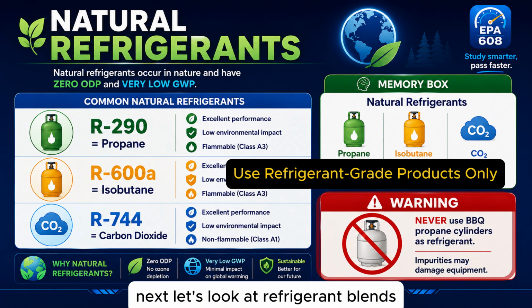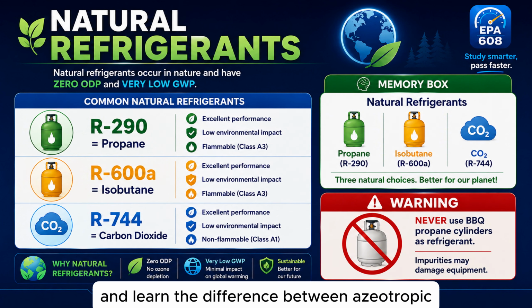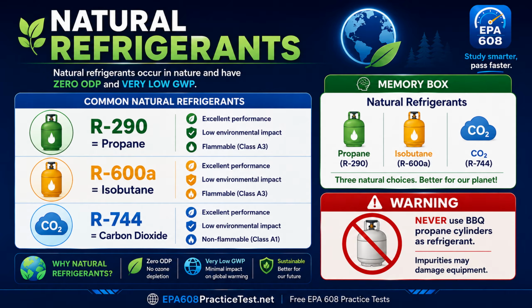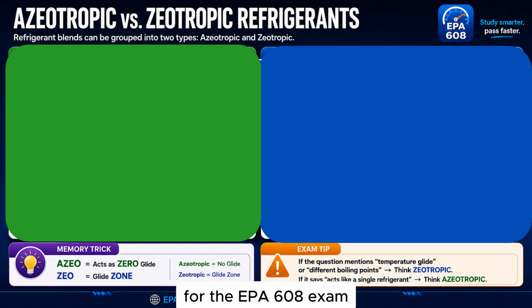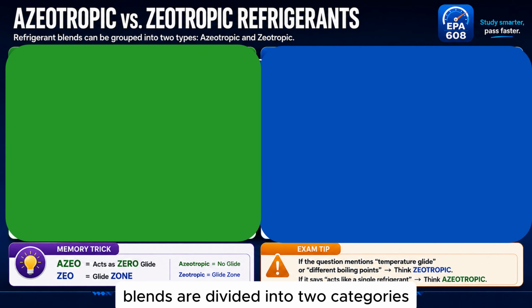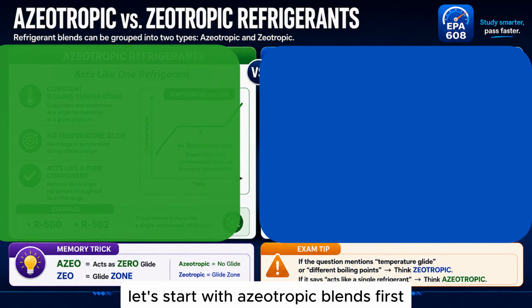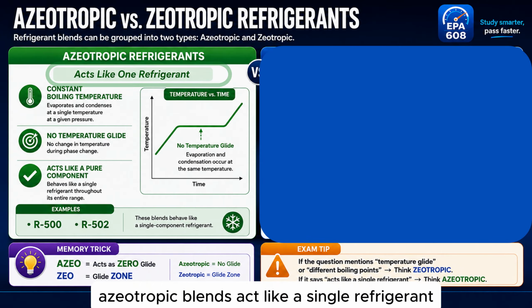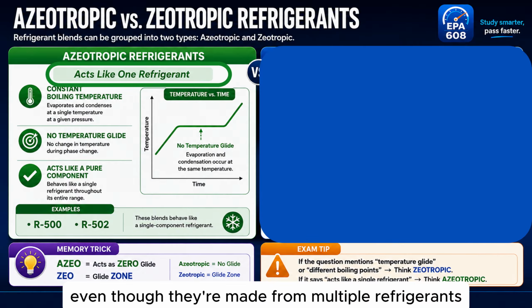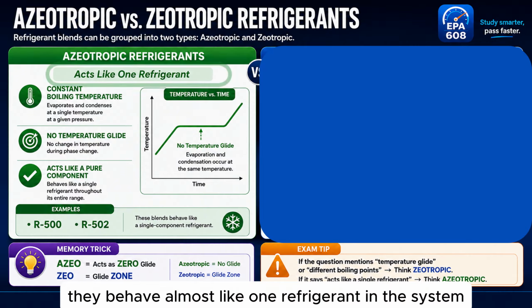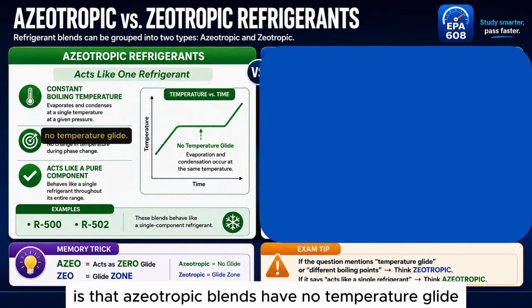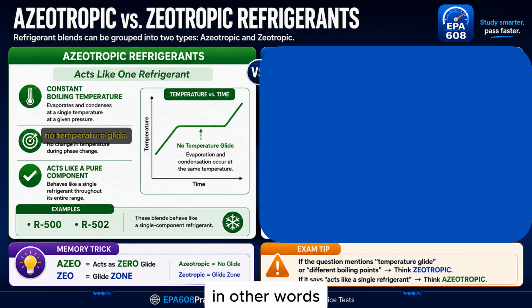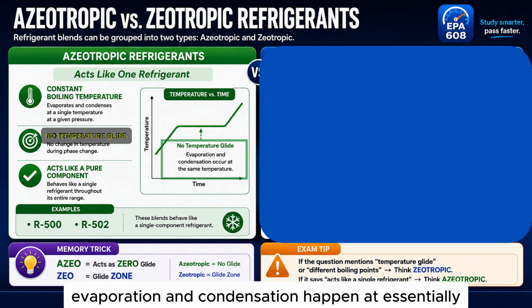Next, let's look at refrigerant blends and learn the difference between azeotropic and zeotropic refrigerants. A refrigerant blend is simply a mixture of two or more refrigerants. For the EPA 608 exam, blends are divided into two categories: azeotropic blends and zeotropic blends. Let's start with azeotropic blends first. As you can see on the left side, azeotropic blends act like a single refrigerant. Even though they're made from multiple refrigerants, they behave almost like one refrigerant in the system. The most important thing to remember is that azeotropic blends have no temperature glide. In other words, evaporation and condensation happen at essentially one temperature.